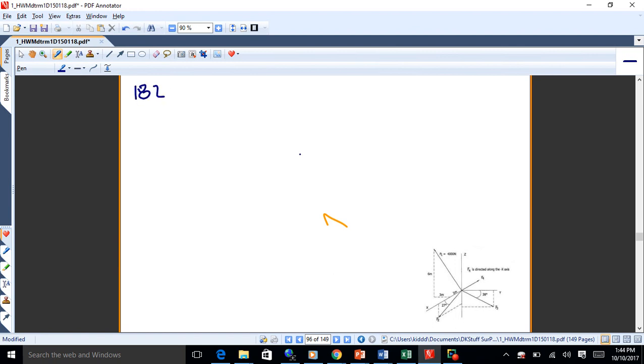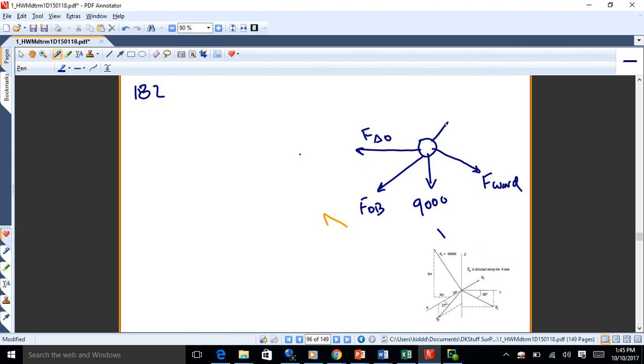182. Okay, so the thing with 182 is you have this ball here, and then you've got these different forces pulling on it. So you'll have FOA doing that, FOB doing this, and then you've got the wind force doing that, right? Is there a weight on this thing? Yeah. So the weight, of course, goes straight down. Oh, wait, 9,000? Okay, great. There we go. 9,000. Now, what you've got then is OC doing that.